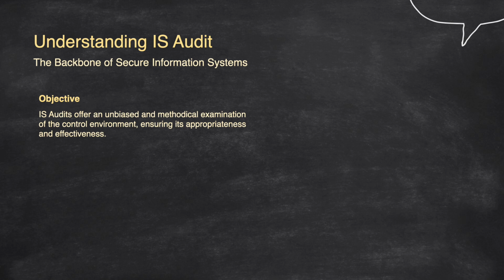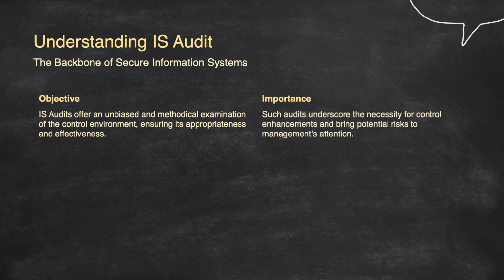Friends, it is like having a neutral referee in a game, making sure everyone plays by the rules and the game runs smoothly. Next, about the importance. Friends, such audits underscore the necessity for control enhancement and bring potential risks to management's attention. These audits are like a spotlight shining on the areas where the control environment could be stronger or where risks might lurk.